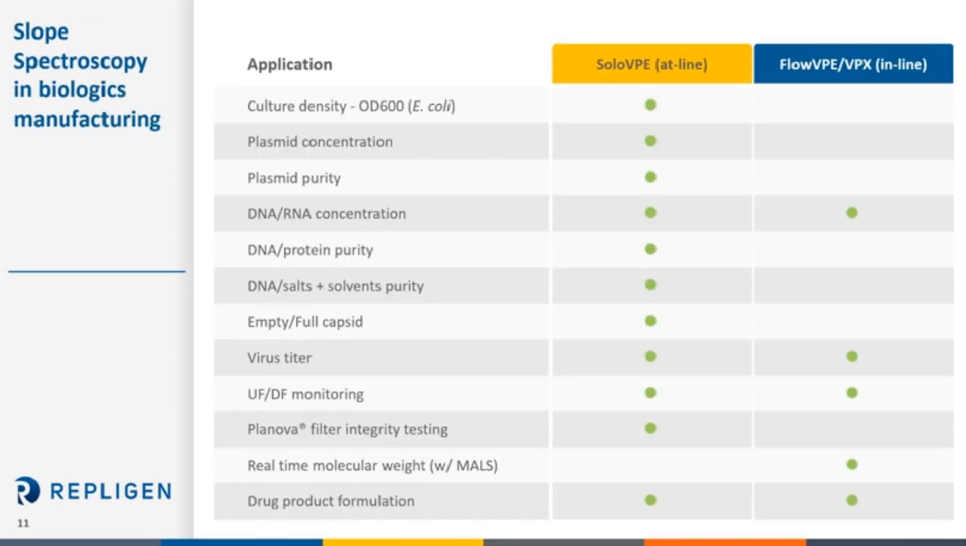Some of the other areas that we're looking at outside of protein concentration determination will focus on the next few slides related to gene therapy applications, mainly evolved around plasmid purity, DNA, and viral titer. This is a simple list noting where some of the other SoloVPE and FlowVPX methods are being used to give you an idea of just where our technology can be implemented. If the former or current method is a UV-based solution, you now have the option to implement slope spectroscopy in either configuration for at-line or in-line with any one of these applications.